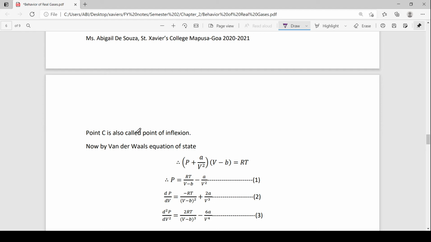So what we say is, therefore we say the tangent that is drawn at such a point is said to be stationary, and that point is said to be called a point of inflection. And at the point of inflection, we have the derivative d2P by dV square equals 0.